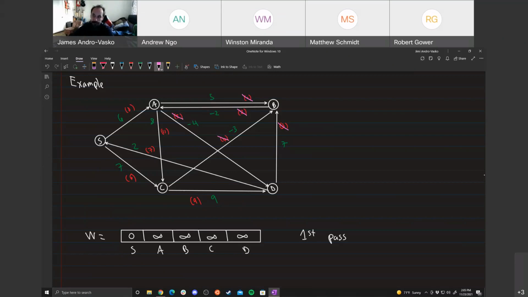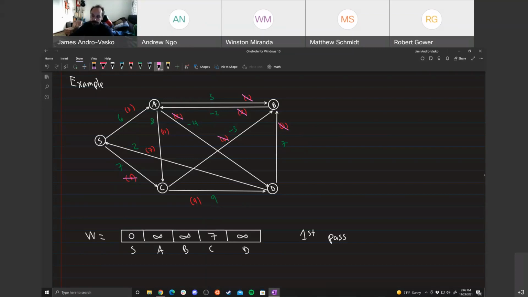Then step 6, we're going to look at our next edge, which is S goes to C. S has a weight of 0 plus the edge weight of 7 to C. So C is now updated to 7. We just relaxed C.